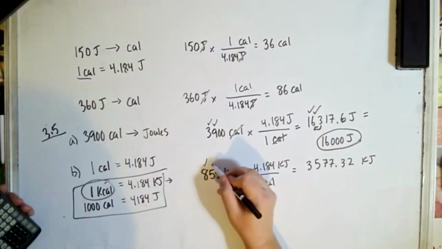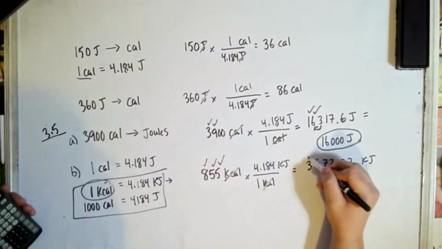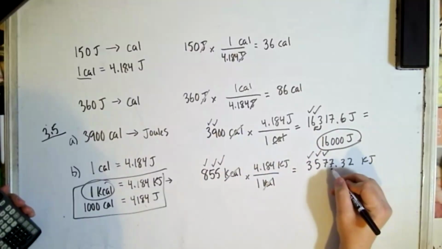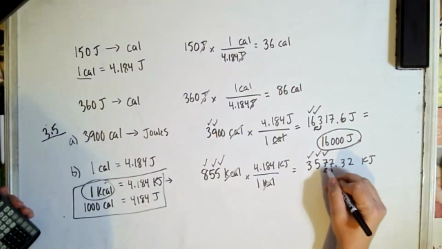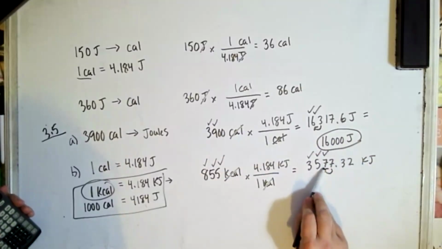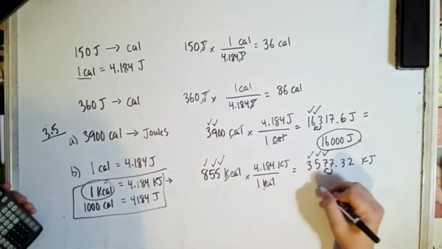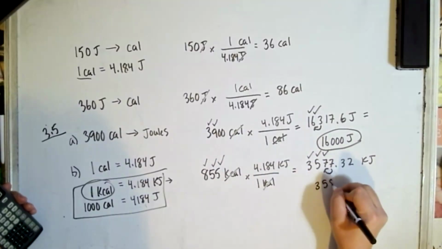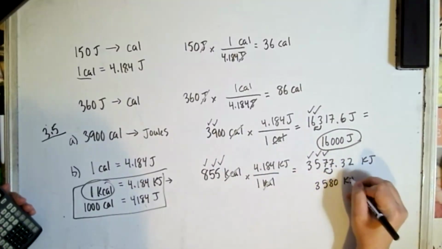We have 3 significant figures here, and so we're going to keep 3 significant figures. This 7 that follows our last significant digit is going to round our other 7 up to an 8. So our final answer is going to be 3580 kilojoules.